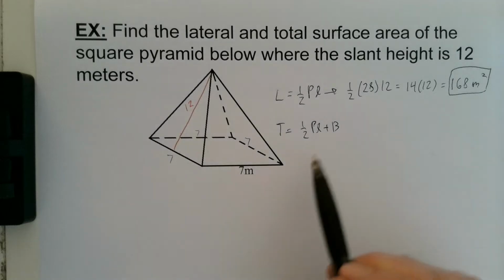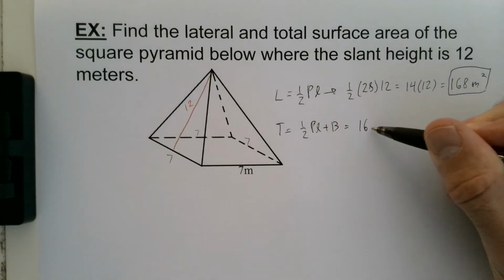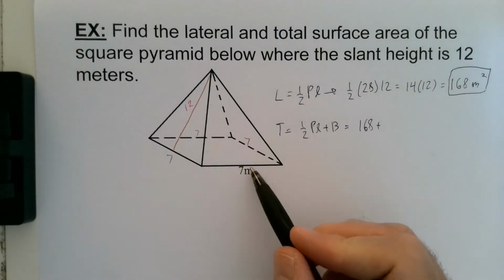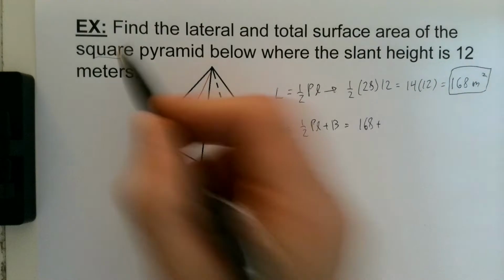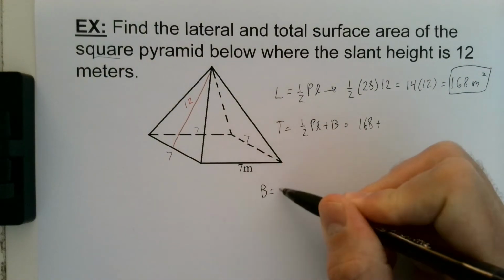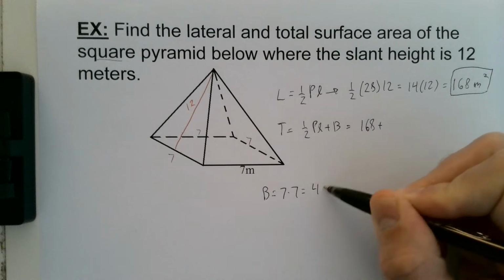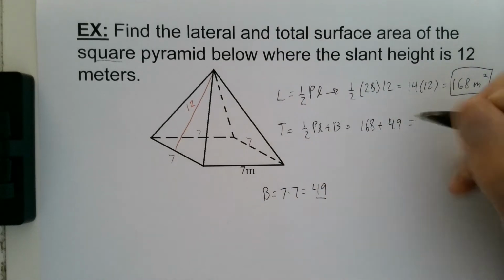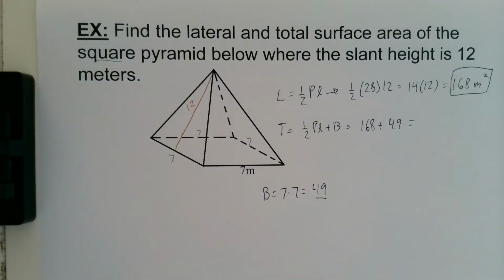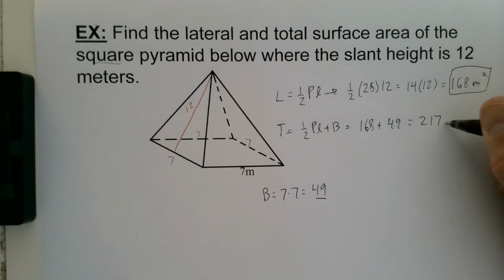Okay, so next we need to find total. So we're going to take that same amount, add the area of that base. Well, since this is a square base, area of our base is just going to be side times side. So add that 49, and I think you should get 217 square meters.